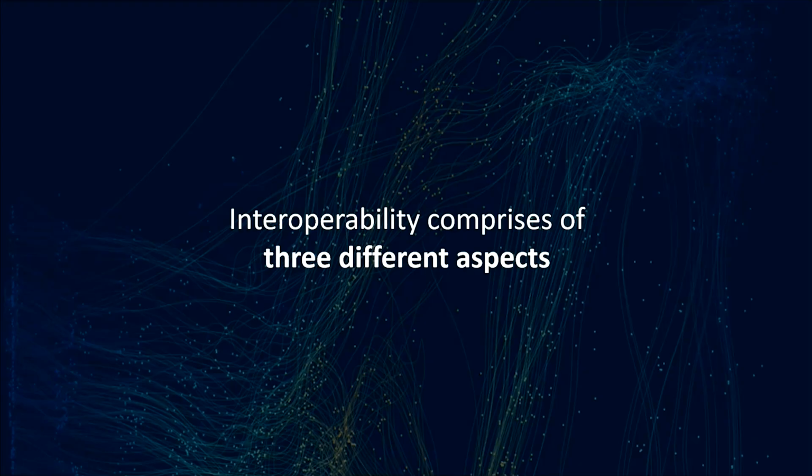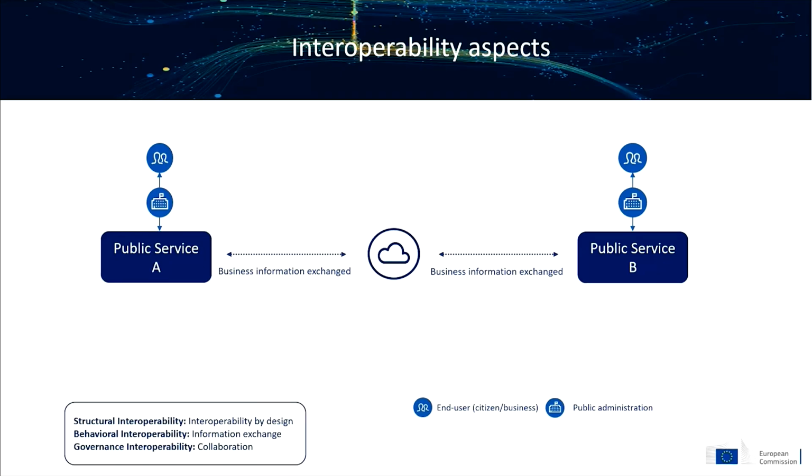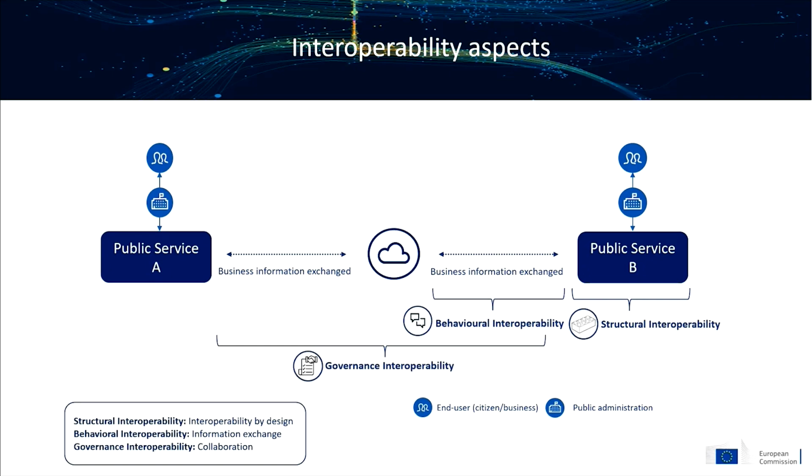Interoperability comprises three different aspects. The behavioral interoperability is focused on information exchange, whereas the structural interoperability on interoperability by design, and the governance interoperability on collaboration between digital public services.